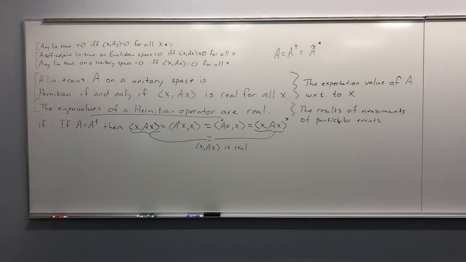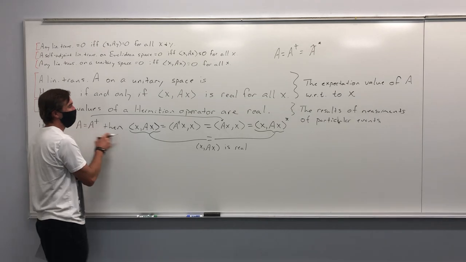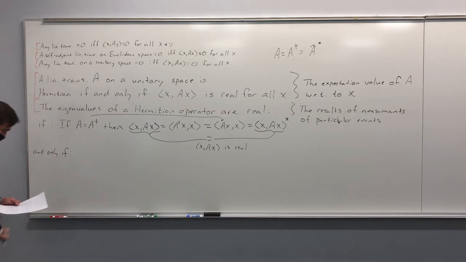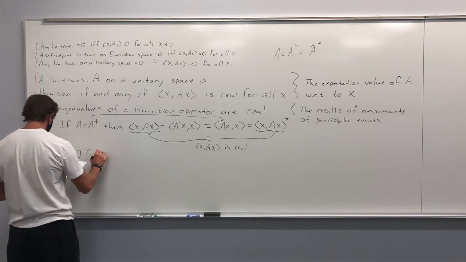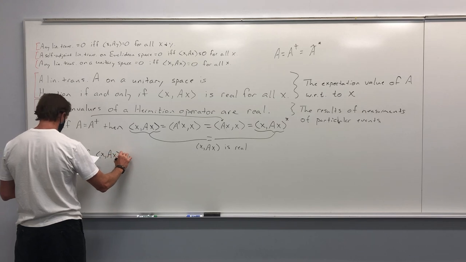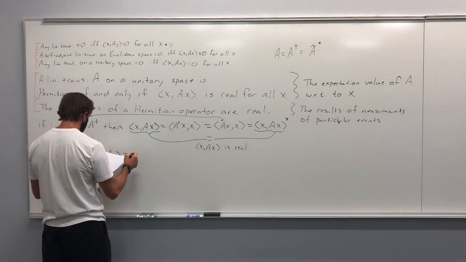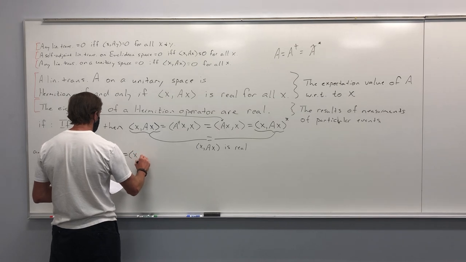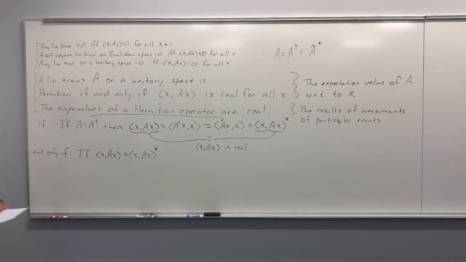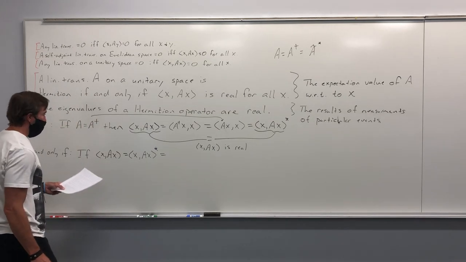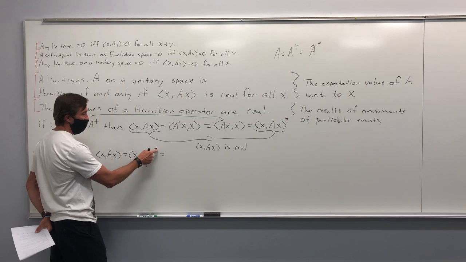Okay? Now that's assuming Hermiticity permission. And then it's proving that result. Now let's do the anomia. So here we go. If ⟨x, Ax⟩ is real, which means those are the same, then I want to prove that the operators are Hermitian. Okay? So we can take this and say, well, if I want to switch these two, then I just switch them and lose the complex conjugation.